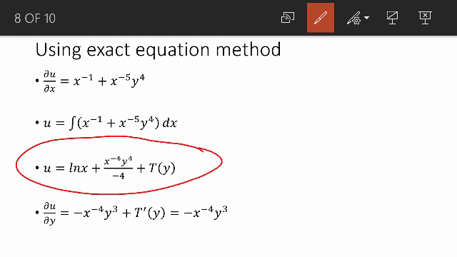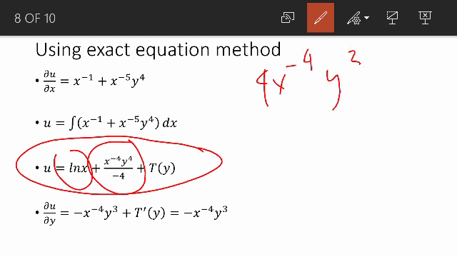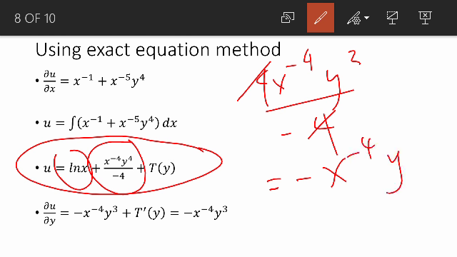Now we find the partial derivative of u with respect to y. Differentiating ln x with respect to y is 0, it is a constant. Then differentiating this with respect to y will give me 4 x raised to power minus 4, then y raised to power 3. Okay, everything divided by minus 4. Of course, you see 4 cancels 4, and we are left with minus x raised to power minus 4, then y raised to power 3, which is exactly what we got here.